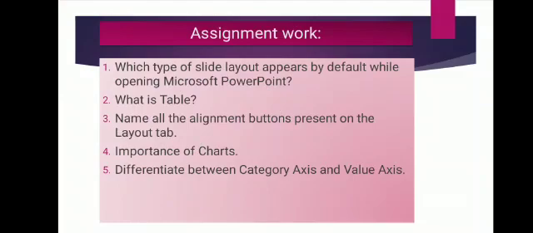Second is, what is a table? What is a table, what is its use, and why we insert it. Third, name all the alignment buttons present on the layout tab. This is as I explained in this video. Next is the importance of chart. What is the importance of chart and why we need to insert it. And the last one is, differentiate between category axis and value axis. These two are the components of a chart. You have to give the differentiation between these two axes.